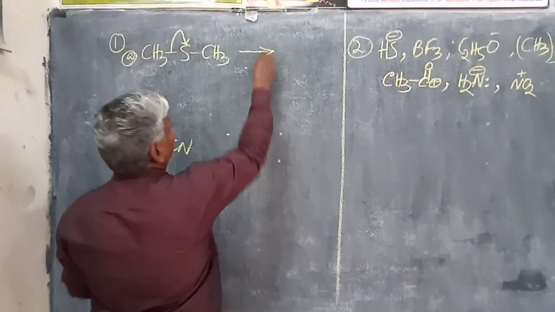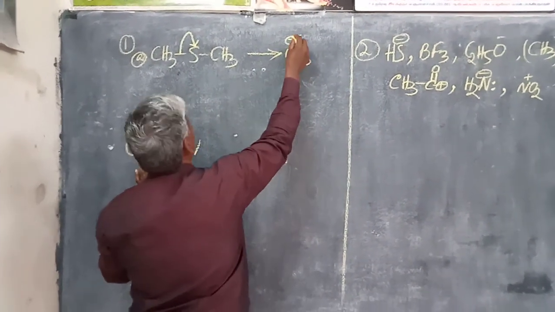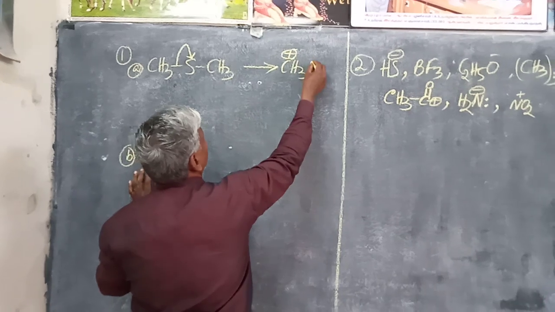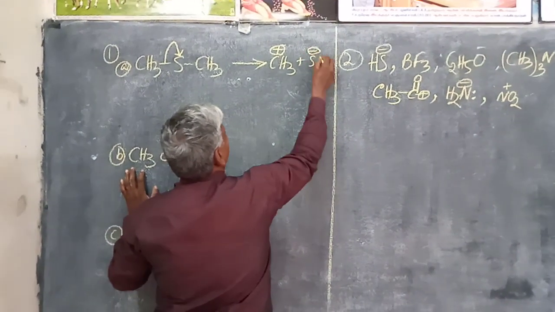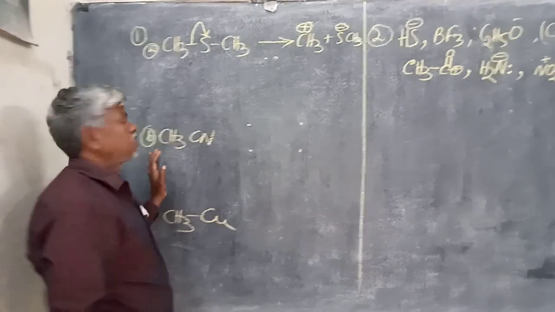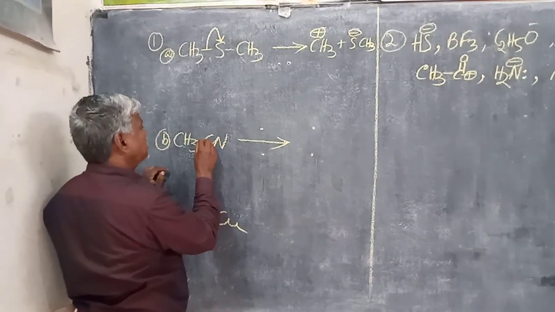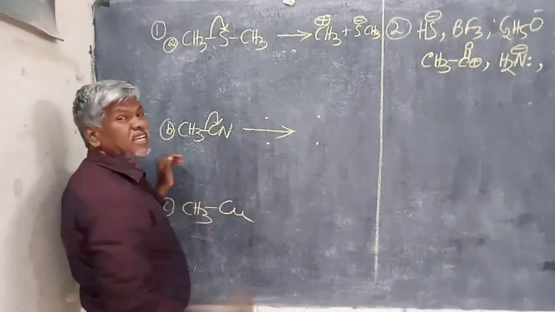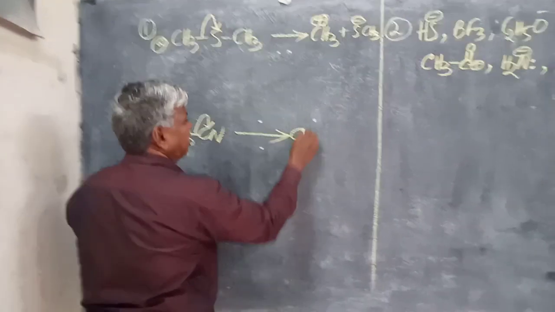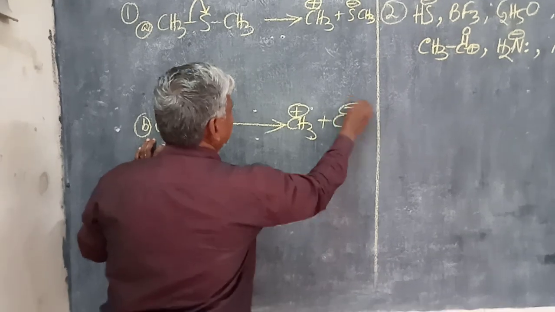So as a result of heterolytic cleavage, this methyl ion gets positive charge and this gets a negative charge. In this case, the bonded electrons are shifted to the cyanide group, and here CH3 plus Cl minus.